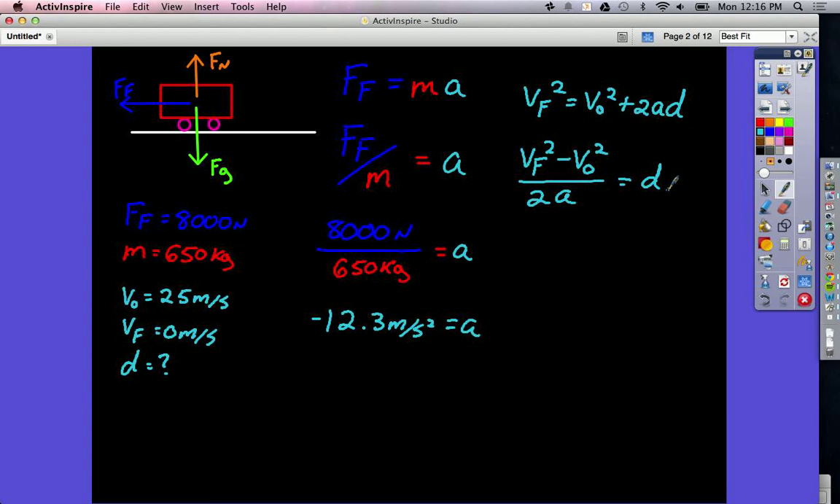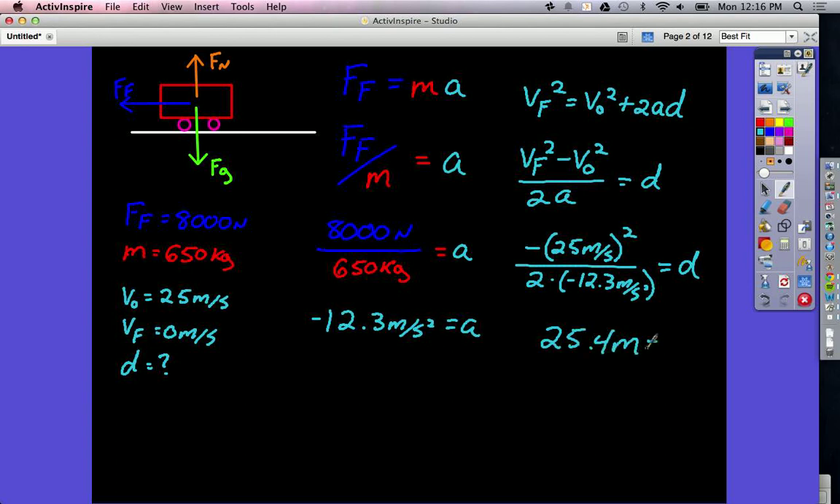And we can just plug in our numbers. Vf is 0, so I'm just not going to write 0 squared. We'll just have the negative V naught squared, which was 25, squared, all over 2 times negative 12.3. And we plug that into our calculator. We find out that the car drives 25.4 meters before it comes to a stop.